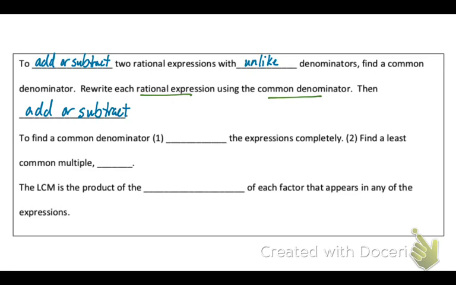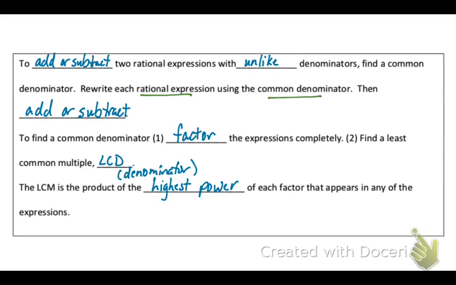To find a common denominator, first we're going to factor the expressions completely. Then we're going to find a least common multiple and use it as our least common denominator. We'll have to build our common denominators. The least common multiple or least common denominator, you can use those interchangeably, is the product of the highest power of each factor that appears in any of the expressions. And I will explain as we do each example what that means.